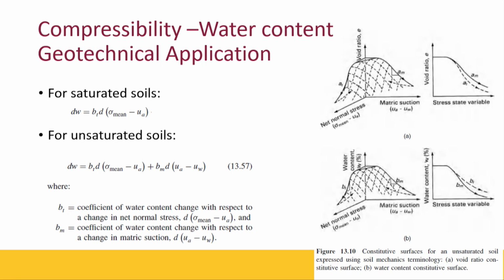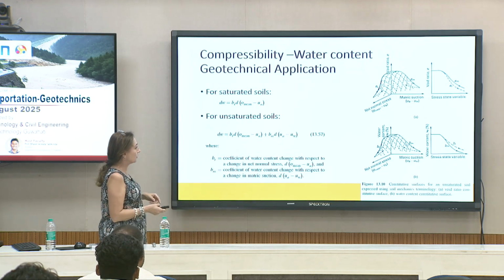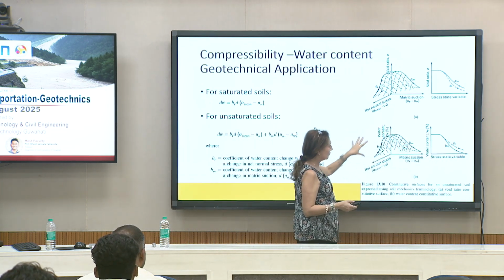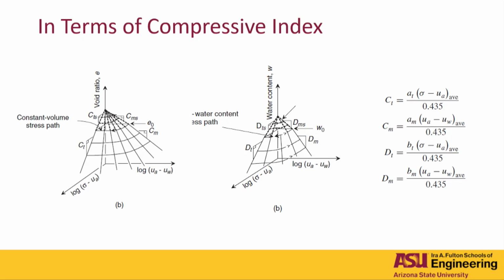For unsaturated, you're going to have two. You're going to have this one with respect to the net normal stress, but this one with respect to suction, right? The B sub T and B sub M, the two of them are coefficients, and they're going to be behaving like that, separate from each other. When you look at the surface, it's going to be looking like that, right? So those are the constitutive surfaces for the unsaturated soils. We're using just the expressions that we use for the constitutive model. But those are the terms that you become now more familiar with.